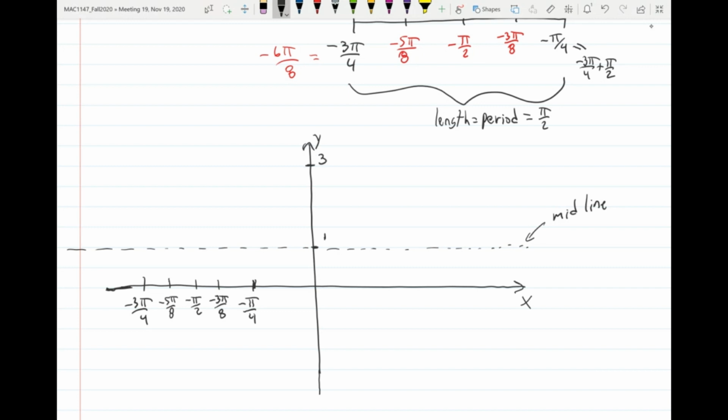And then 2 units below the midline, so we're gonna go down to -1. So highest point is gonna be at 3, and lowest point is gonna be at -1. Okay, so our graph would be between -1 and 3. You guys okay with this? Do you understand this so far? This setup that I'm doing.